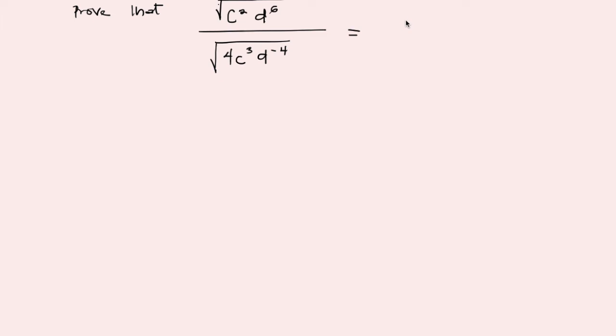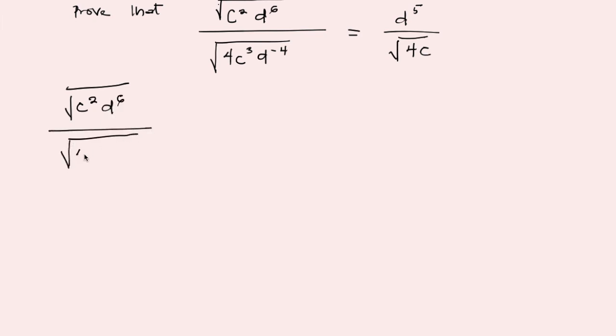So the next question we'll be solving requires that we prove that the square root of c squared d raised to the power 6 over the square root of 4c cubed d raised to the power minus 4 is equal to d raised to the power 5 over the square root of 4c. So we're supposed to start from this expression and see if we can use the laws of indices to derive this expression. So if we start from this, we'll have that the square root of c squared d raised to the power 6 over the square root of 4c cubed d raised to the power minus 4.